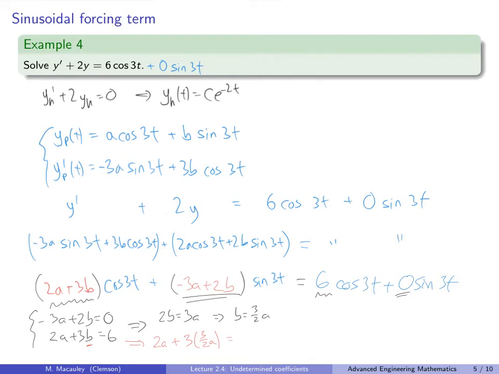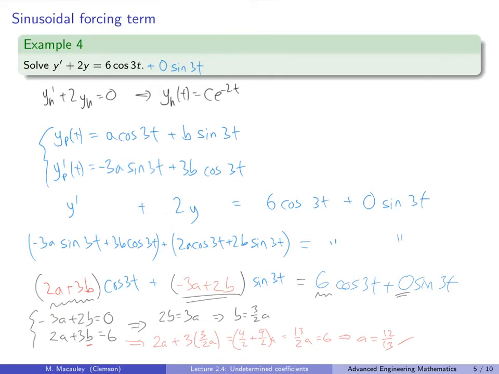And so what is this? This is 4 halves plus 9 halves a. I should have picked an easier example. So this is 13 halves a. This isn't that bad. So 13 halves a equals 6, so a equals 12 thirteenths. Okay. And now let's plug that guy into the first equation.